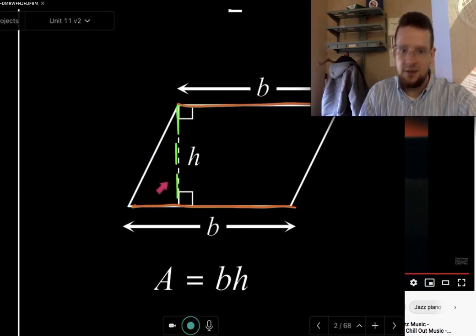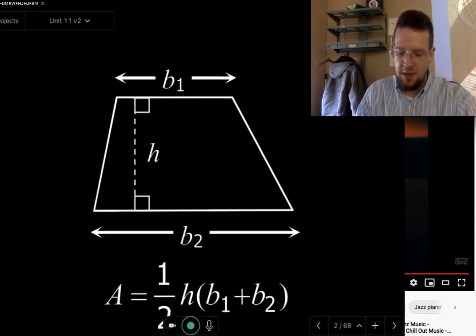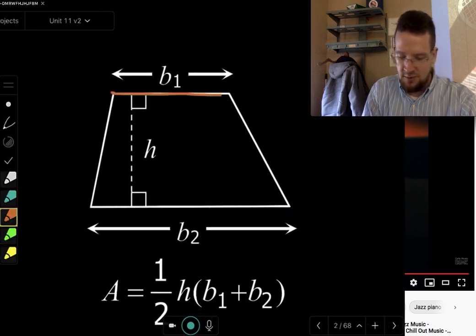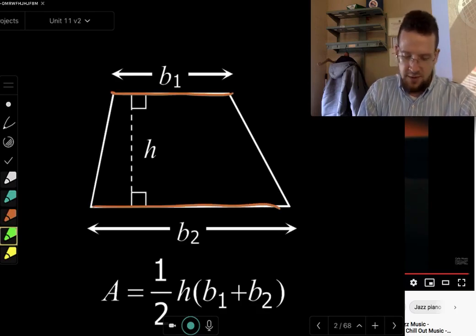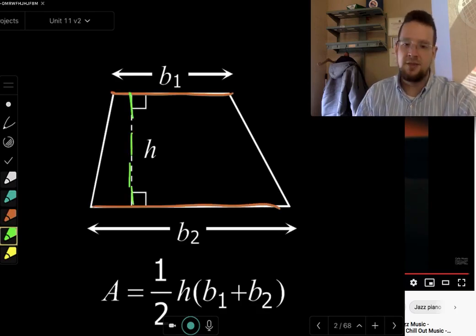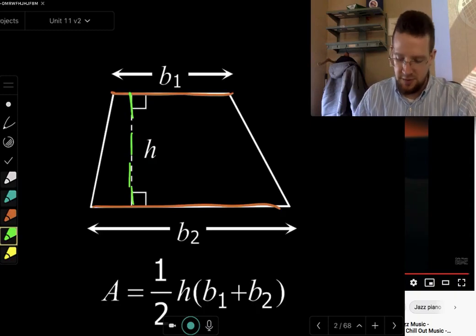This is a parallelogram. But this dotted line with the insignia for a right angle means it's perpendicular, and the height is perpendicular to the bases. And again, for the trapezoid here, we see the same thing again. The height is perpendicular to the bases. So remember that as we go through these, please.